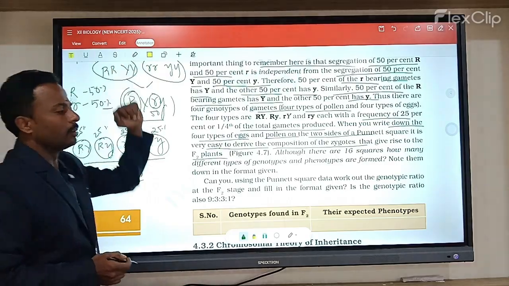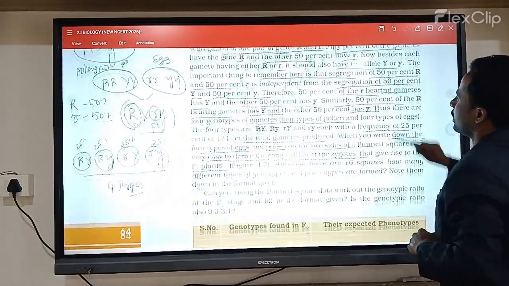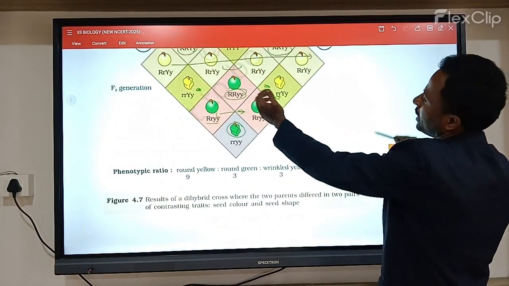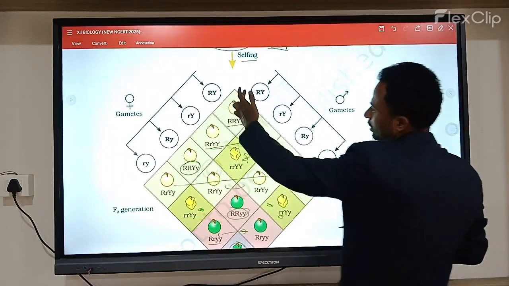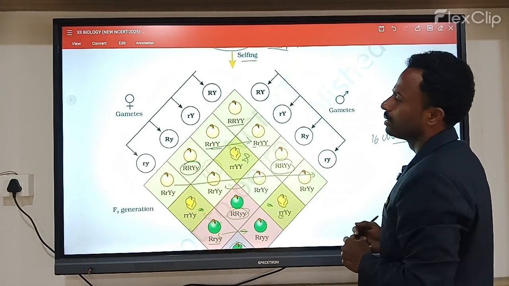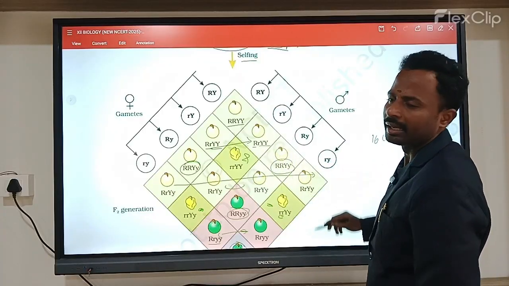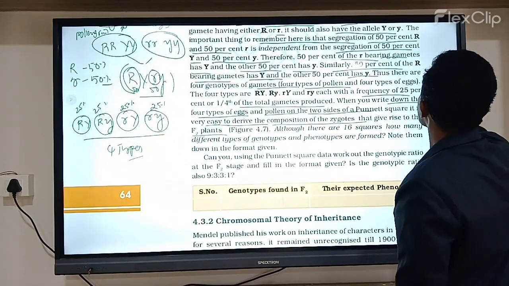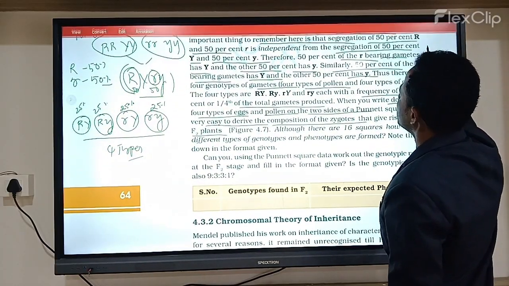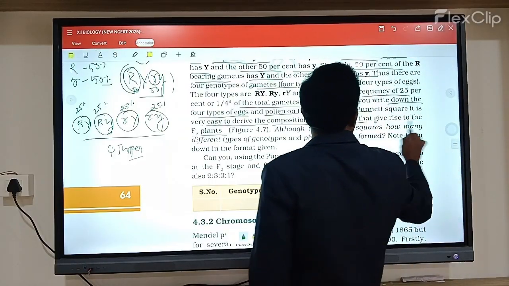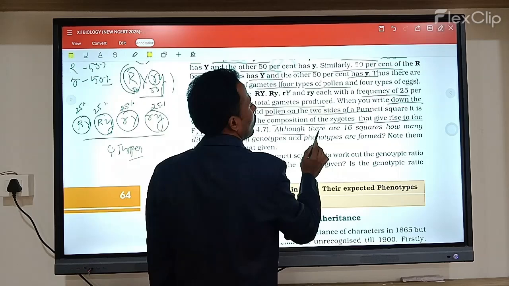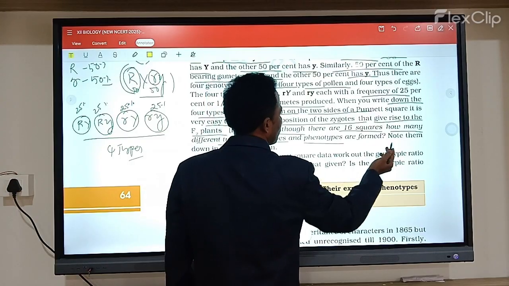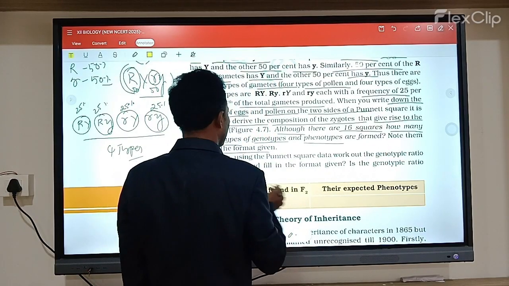We have already seen this Punnett square in the F2 generation before. In the right column and the left column we took the gametes and the egg cells, which we did in the pollination. That gives rise to the 16 squares, and how many different types of genotypes and phenotypes are formed is given in the flow chart below.